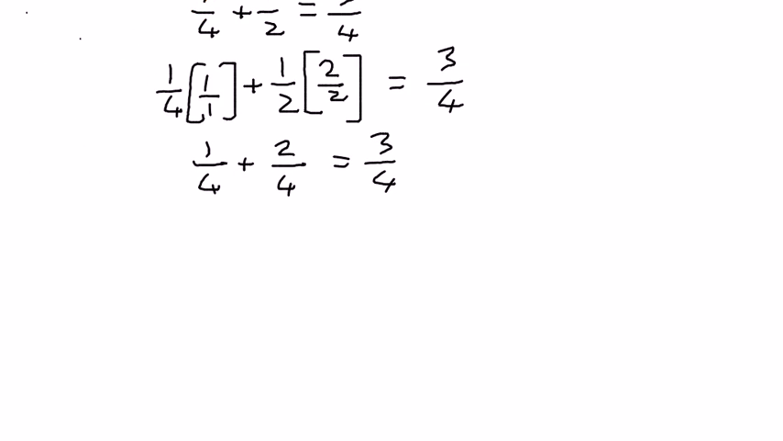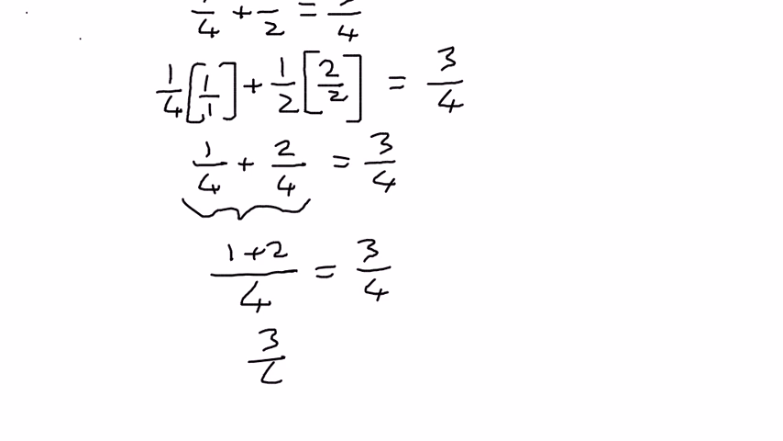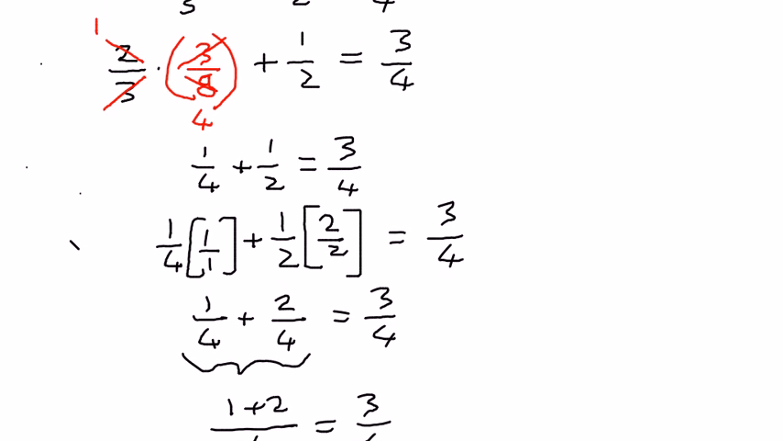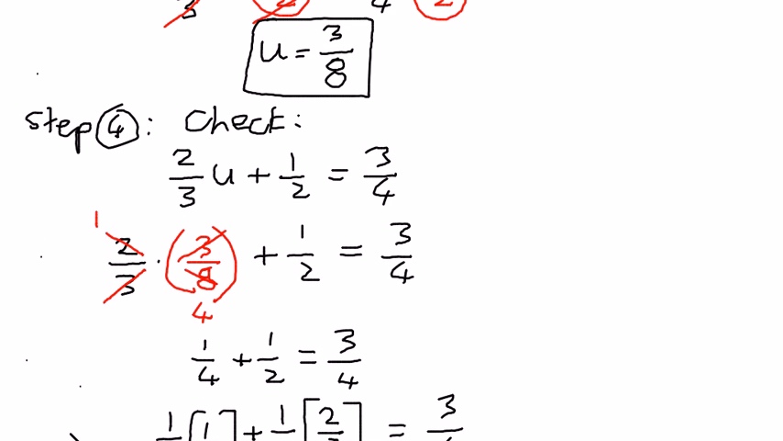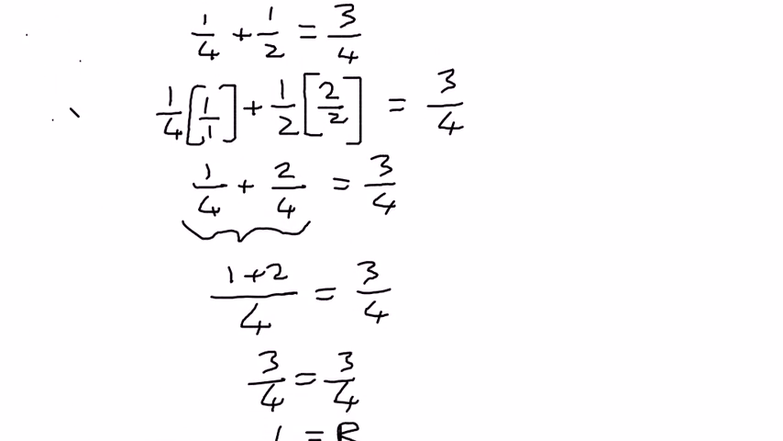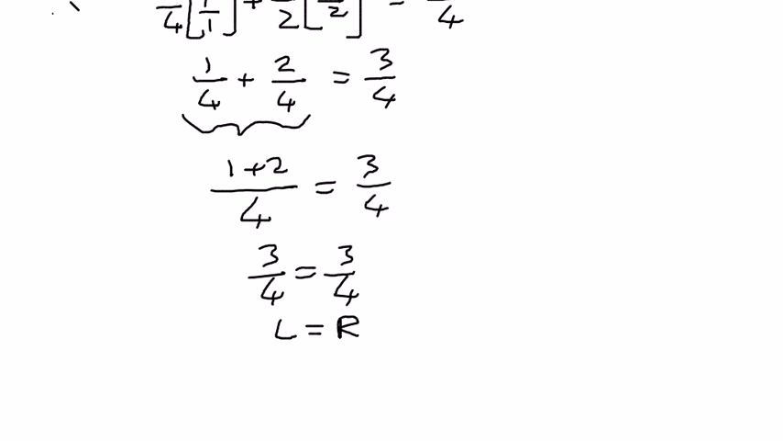And as you can see here, on the left hand side, we have a common denominator of 4. As long as the denominators are the same, we can combine the numerator parts. So 1 plus 2 divided by 4 is equal to 3 over 4. So 1 plus 2 is 3, 3 over 4 is equal to 3 over 4, and therefore the value we have on the left hand side is exactly equal to the value we have on the right hand side, and therefore the value of u which we found is exactly correct.